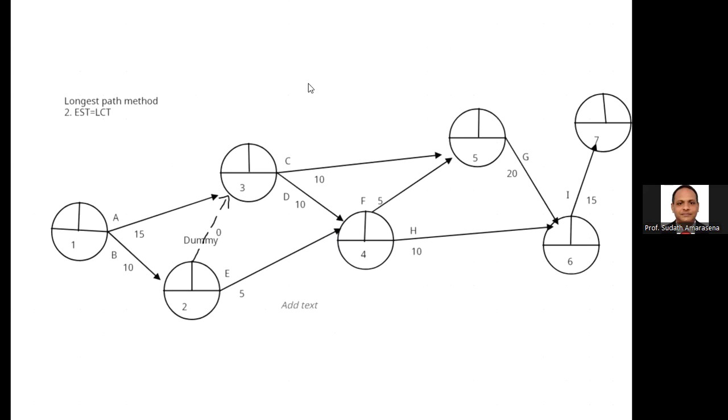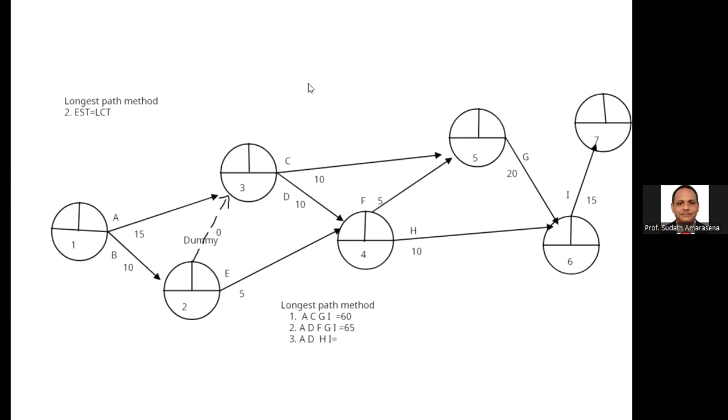It's another alternative path we can identify. We can go A, then D, H, I. If you consider this path, A 15, D 10, 25, H 10, 35, plus 15, 50. It's another alternative path.